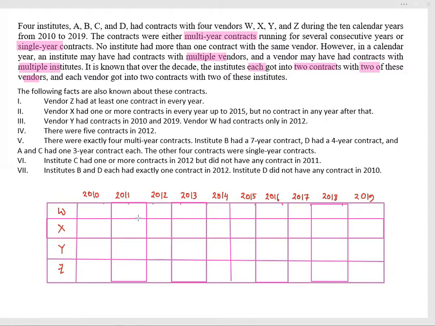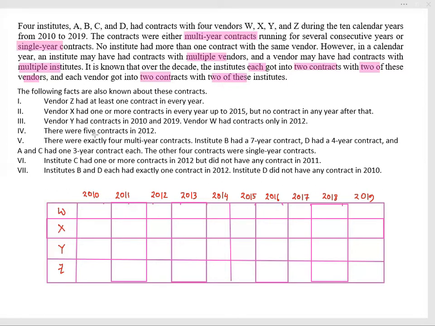Okay, that means in our entire part ABCD, it would appear in such a manner that over the decades the institutes each got into 2 contracts. That means for A, 2 of the contracts we can find. Each vendor got into 2 contracts with 2 of these institutes. So the total number of contracts will be 2 times 4, 8 contracts of multi-year or single year.